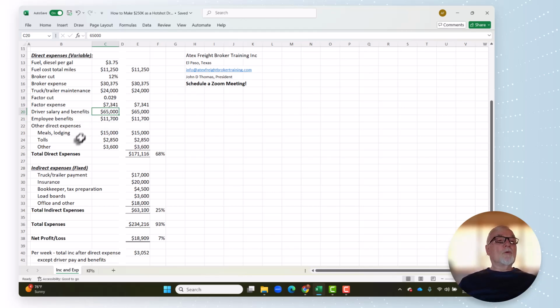And then out on the road, you could be doing meals and lodging. You're going to have tolls and then other related expenses. As we'll see, I believe these meals and lodging might be pretty low. Again, I'm just guessing that, and I'm just throwing these figures in here just to make this work.